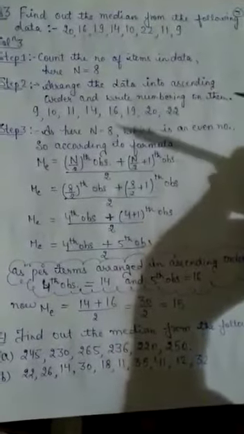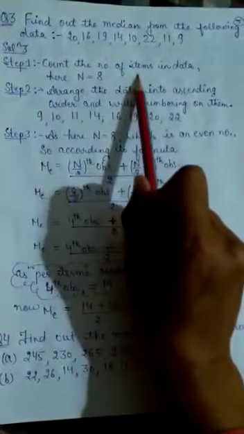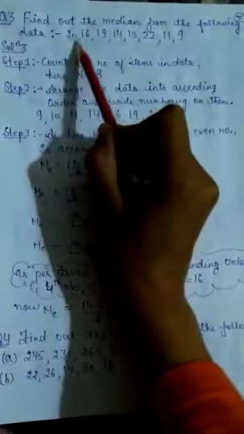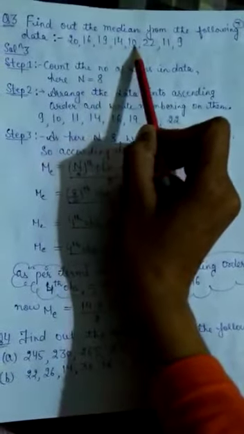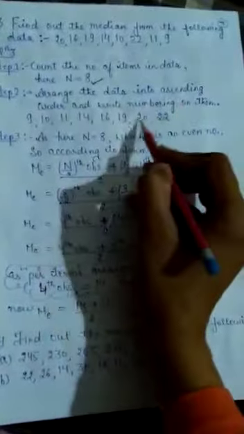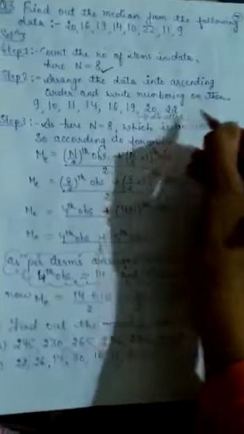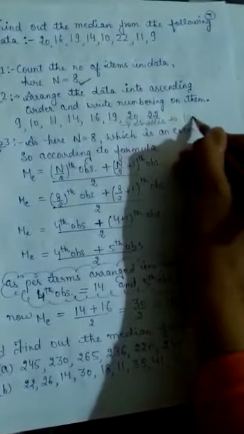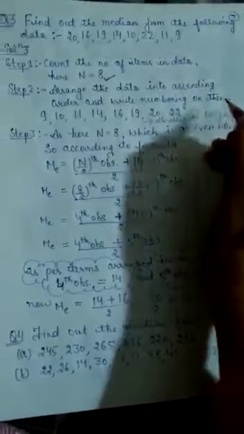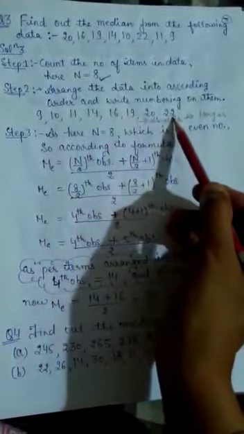Again, let's see what is the difference between that question and this question. Step 1 is to count the number of items: 1, 2, 3, 4, 5, 6, 7, 8. So your n is 8. You have to arrange the data as I have told you, smaller to larger. So you have got 9, 10, 11, 14, 16, 19, 20 and 22.